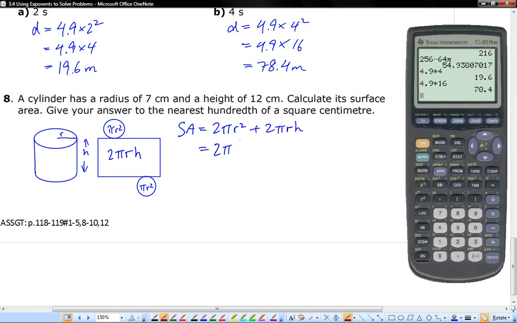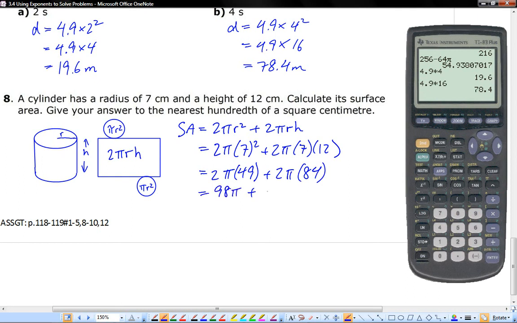And now I can plug in the numbers that I know. I know that the radius is 7, and I know that the height is 12, and now I can work this out. So I know this is 49 times 2 pi. I know this is 84 times 2 pi. And so here we have 98 pi and another 168 pi for a total of 266 pi, and when I calculate that to two decimal places, 266 times pi, that's equal to 835.66 centimeters squared.